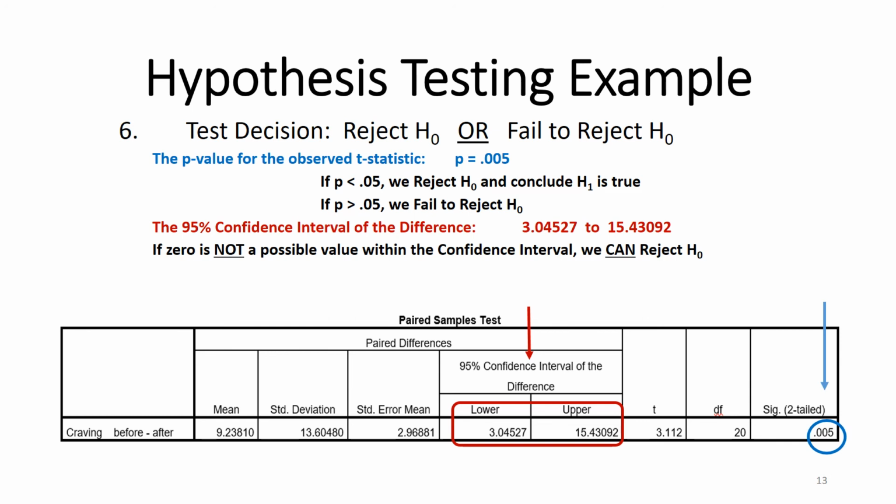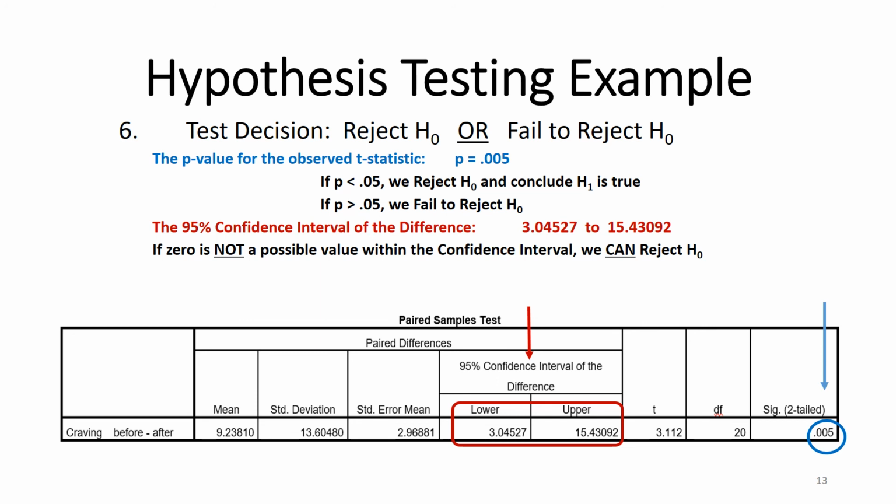You'll notice here it has a lower and upper bound, just like we've seen with other confidence intervals, and it starts at a positive 3.04527, and then it runs up to a positive 15.43092. And the reason why I just stressed positive 3 point, etc., and positive 15 is because on a number line, the confidence interval starts at a positive value and ends at a positive value. So the key thing that does not exist within this interval is 0.